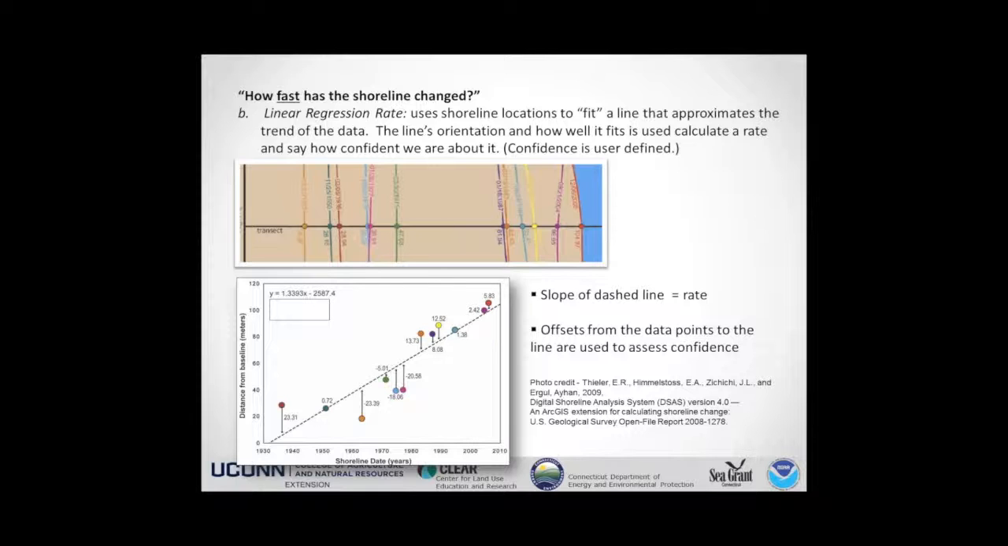And those offset distances that you see there, some of them very minimal, some of them very large, are used to assess the confidence that we have. And that confidence is really just a measurement. So for example, in this case here, the rate is about 1.3. The confidence might be half a meter. So we would say that we would be 86% certain that the rate could be within plus or minus half a meter of 1.3.